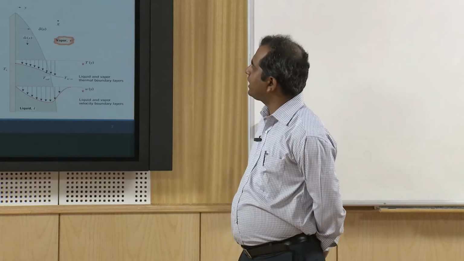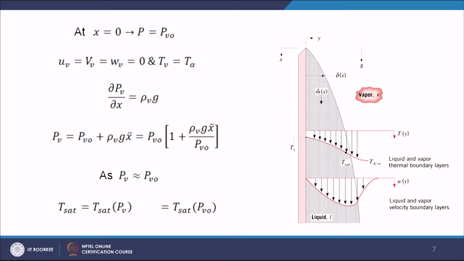At the leading edge, that means where the film starts at this point, let us call that x equals 0, where x varies along the plate, and y is the direction perpendicular to the wall. At x equals 0, the pressure will be equivalent to your vapor pressure. Here we have no liquid, so obviously the pressure will be equivalent to your PV0.